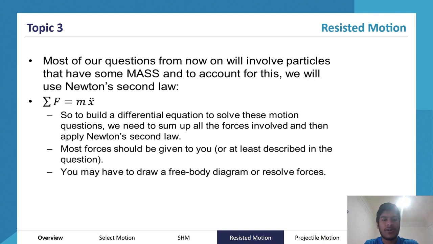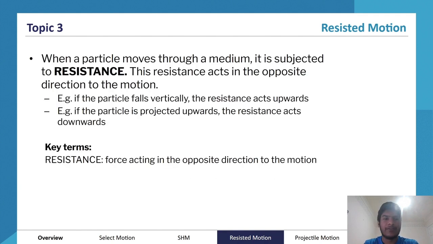So to build a differential equation to solve these motion questions, we need to sum up all the forces involved and then apply Newton's second law. Most forces should be given to you, or at least described in the question, and you may have to draw free body diagrams to resolve forces. That's very important, and it's even something that turns up in the Extension 1 syllabus when we were talking about vectors. Drawing free body diagrams feels like more of a physics thing, but it's very important to do with mechanics, because mechanics is effectively a physics topic, just with calculus in it.